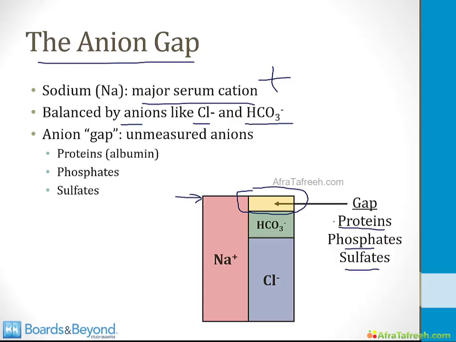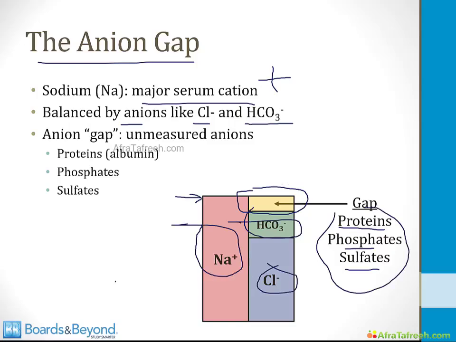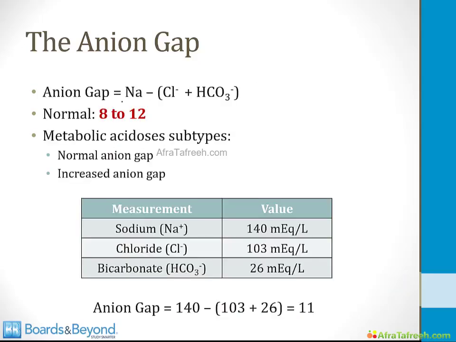So because we don't routinely measure these things, but we do routinely measure sodium and bicarbonate and chloride, we can easily calculate an anion gap by taking the sodium and subtracting the chloride and bicarb. That will give us a value for the anion gap, and that value is very helpful in determining the cause of a metabolic acidosis. So the anion gap, as I told you before, is the serum sodium minus the chloride plus the bicarbonate. And a normal value for the anion gap is about 8 to 12.